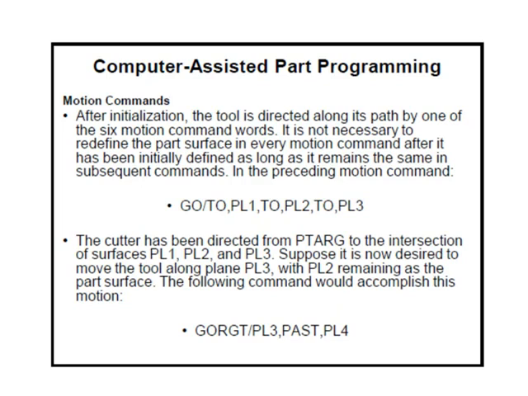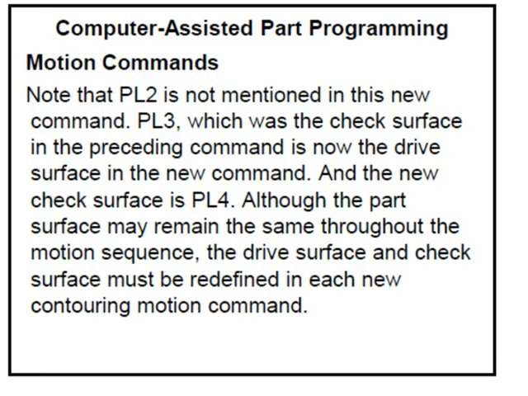Okay, go to this represents go to the right /plane 3 past PL4 plane 4. Okay, this way also it can be written. Note that PL2 is not mentioned in the new command. PL3, which was a check surface in the preceding command, is now the drive surface in the new command. And the new check surface is PL4. Although the part surface may remain the same throughout the motion sequence, the drive surface and check surface must be redefined in each new contouring motion command.